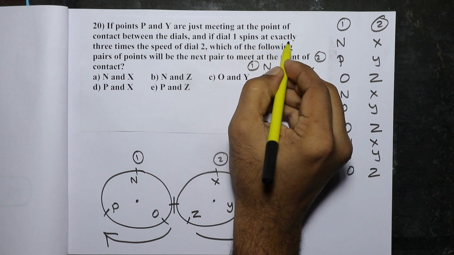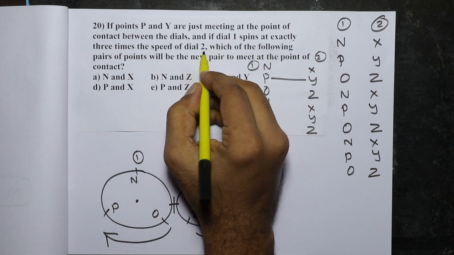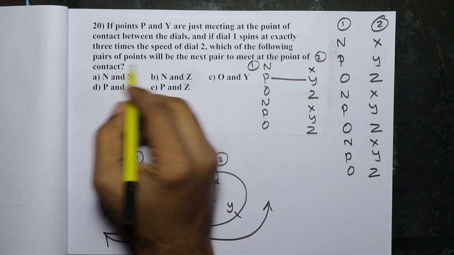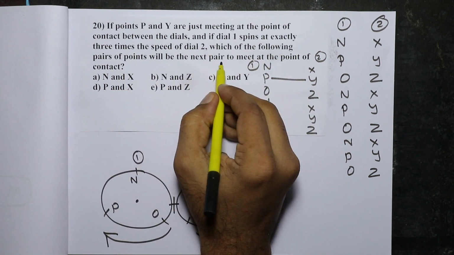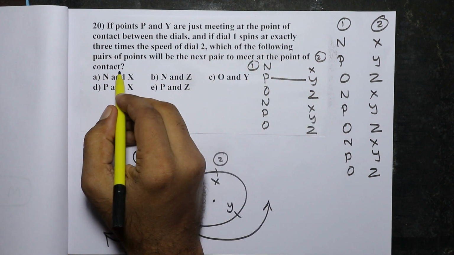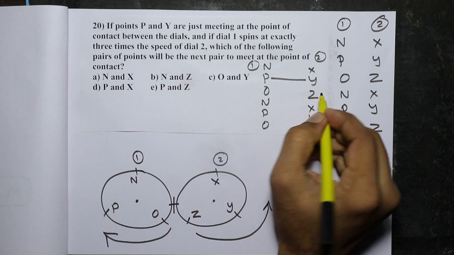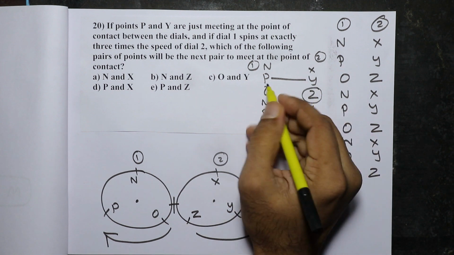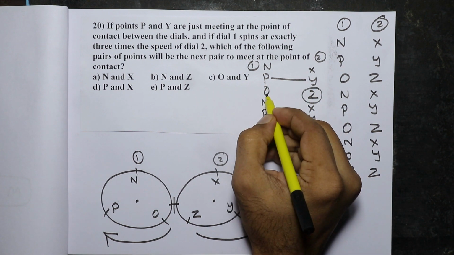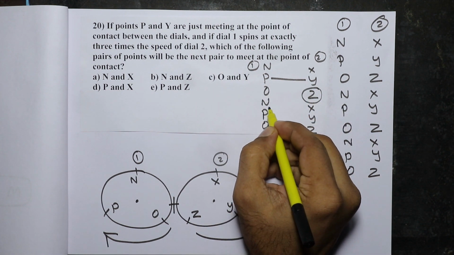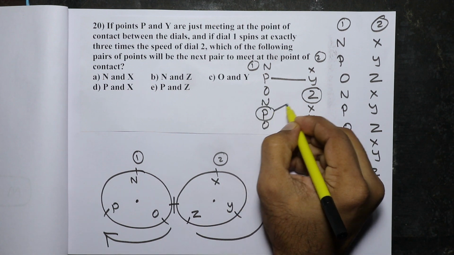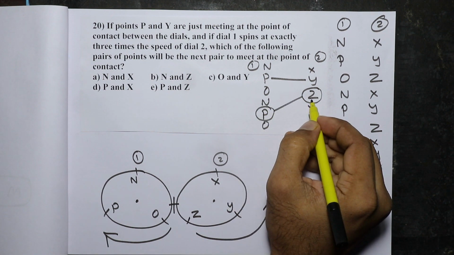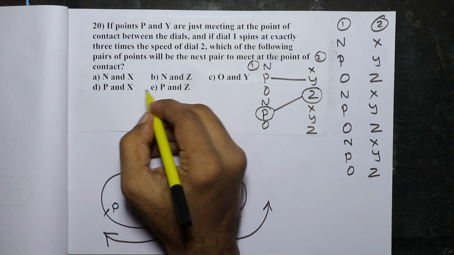Dial 1 spins at exactly 3 times the speed of dial 2. Which of the following pairs of points will be the next pair to meet at the point of contact? So dial 2 will make one step and it will be Z. Dial 1 will make 3 steps, 1, 2 and 3. So again it will be P. So the next points to meet will be P and Z. Hence option E, P and Z is the right answer.